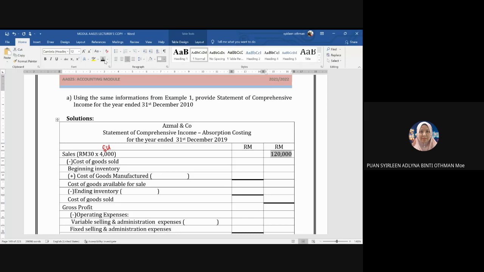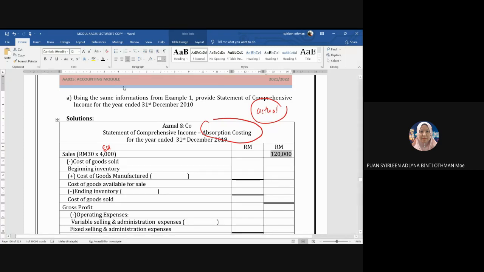We are doing absorption costing and we are using actual costing system, actual. Okay, so bila actual tak ada adjustment, itu je beza. Kalau guna normal costing system, di COGS nanti ada adjustment. Tapi kalau dah guna actual, tak ada adjustment lah sebab nilai MOH tu dah memang ambil nilai sebenar.